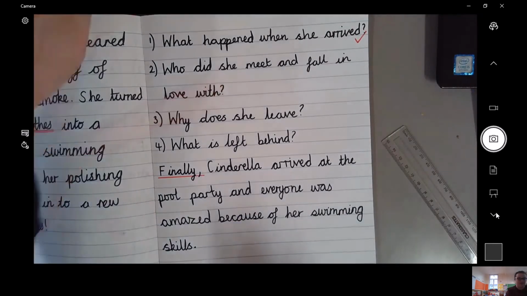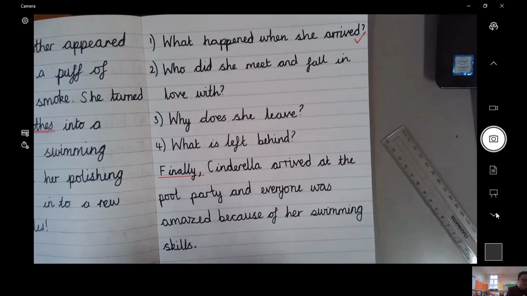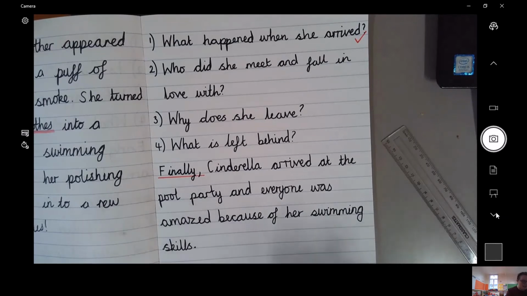My next question. Who did she meet and fall in love with? So I'm going to say my sentence out loud. Well, I'm going to have her meet a prince. And I'm going to state that she fell in love with him. But I need to include an adverb, so I'm going to say that she quickly raced the prince up and down the pool.